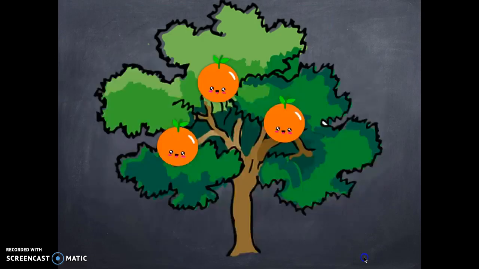Let's try it again. Here is an orange tree. All right, how many oranges are in my tree right now? Good job. All right, now what if I took away 0 oranges? All right, I'm going to go ahead and take away 0 oranges. All right, how many oranges do I have left, friend? Yeah, I have 3. 1, 2, 3. Because I took 0 away, which is none.